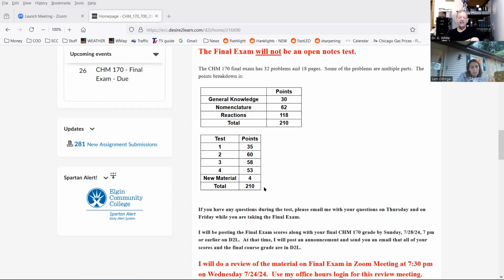Now, test two will have 60 points from the material, test three, 58, test four, 53. There'll be 4 points on the new stuff, which is proteins and amino acids. And it adds up to 210. So there's 10, yes, 10 bonus points.